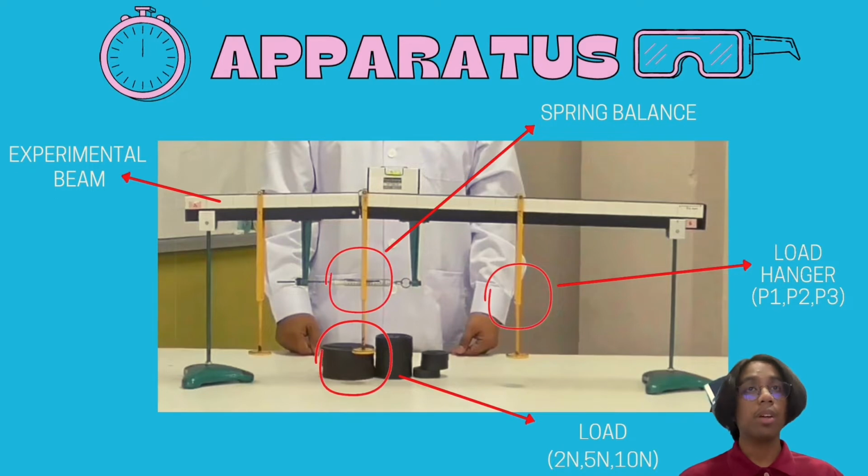Today I'll be explaining both the apparatus and the discussion part of experiment 5, bending moment. Okay, for the apparatus part, as you can see, there are experimental beam, spring balance, load hanger which are classified into P1, P2 and P3. And lastly, the different loads that we have are 2 Newton, 5 Newton and 10 Newton.